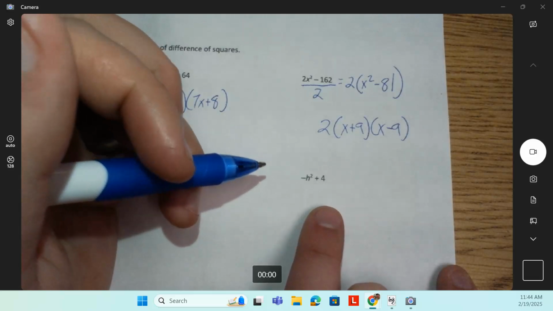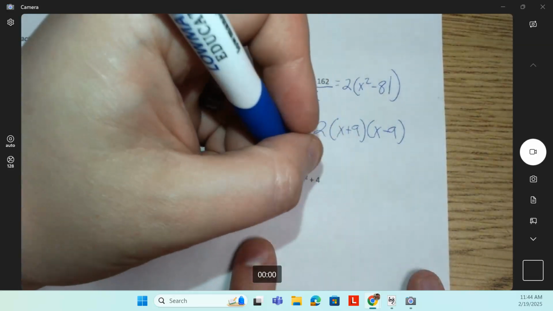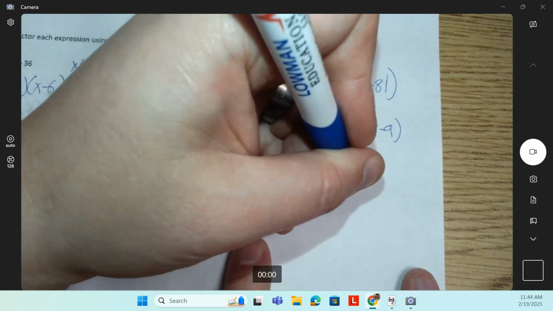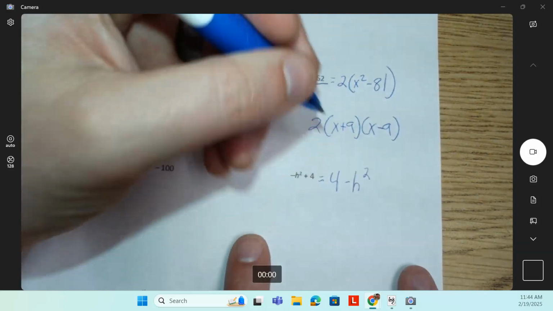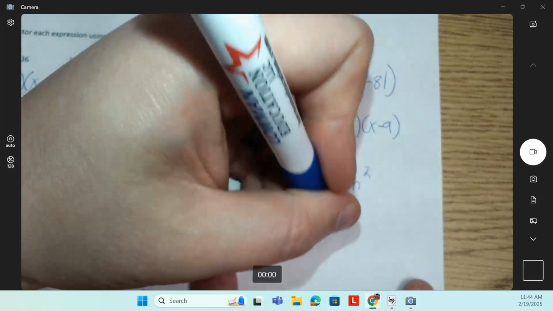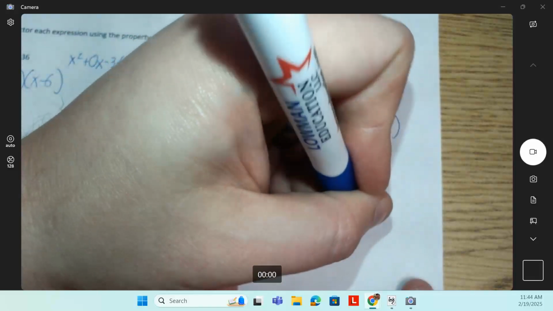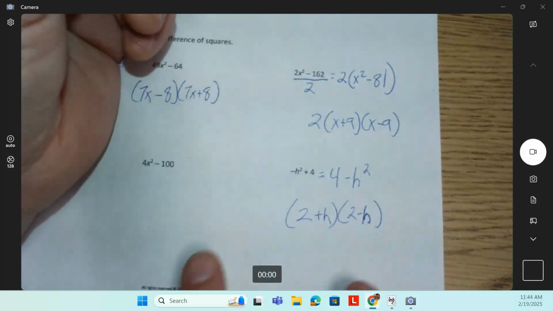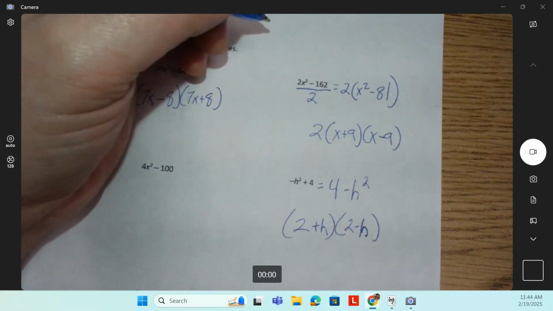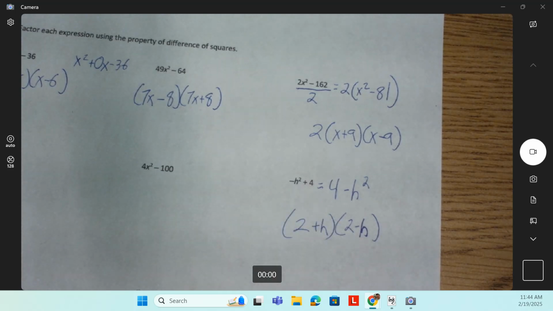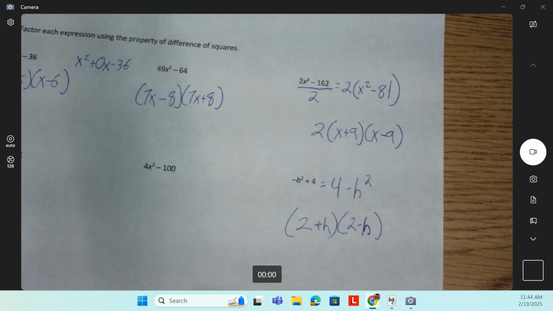Okay. And if you've got one like this here, the easiest thing for me to do is say, well, let's just flip those around. Say it's 4 minus h squared. Then it'd just be 2 plus h and 2 minus h. You could also pull out a negative 1 and have the same effect, but keeping the h in front, either way works. I think it's a little bit simpler.